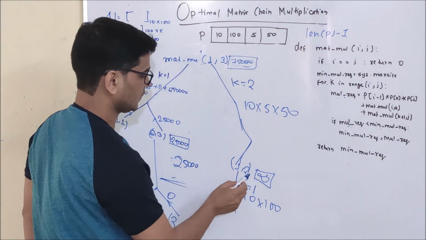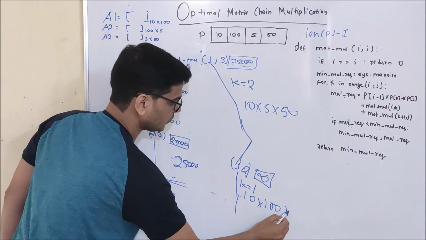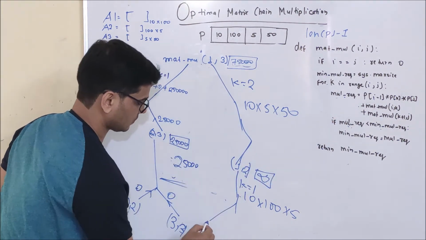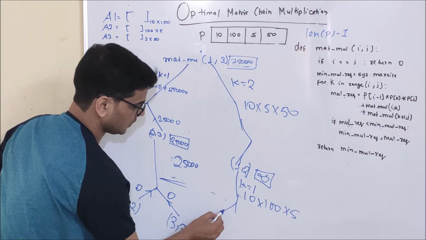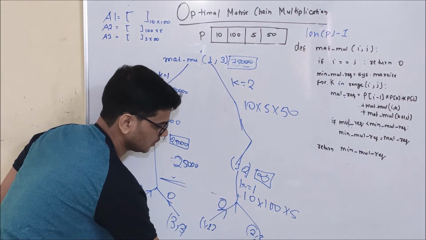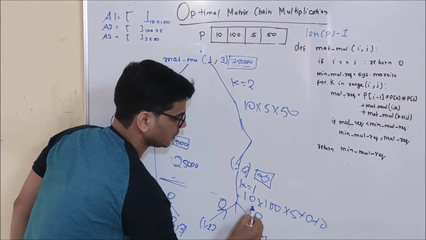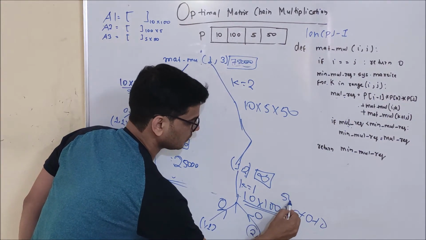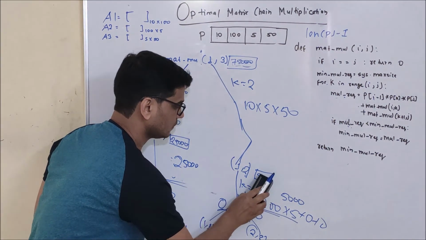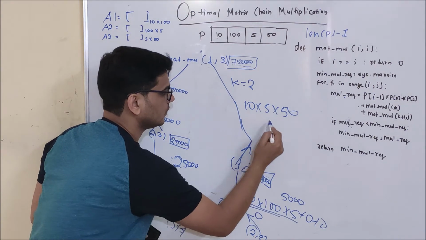And then what is there? Pj, j is 2, so 5. Then this part will be 1, 1. It will return 0 from here. Then it will call its second part, that is 2, 2, and it will return 0 from here. So this plus 0 plus 0. And how much is it? It is 5000. Here I have infinity. This is 5000, so 5000 will be updated here. And 5000 will be returned.